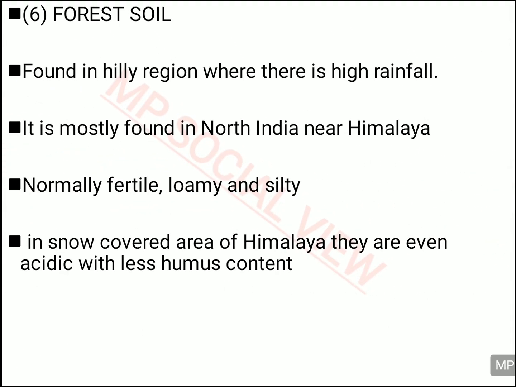Now the last type of soil is the forest soil. This forest soil is mostly found in hilly and mountainous areas of high rainfall, and it is mostly found in North India near the Himalayas. In some areas it is very fertile because it is made up of loamy and silty type. But in the upper part of the mountain where it is covered with snow, it is acidic in nature because it has less humus content there. So it's less fertile in the upper part.